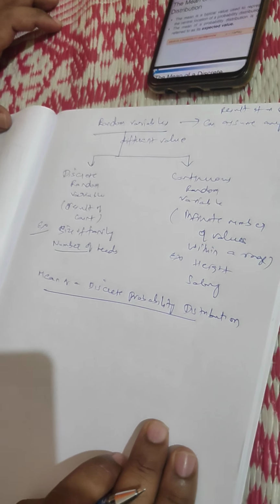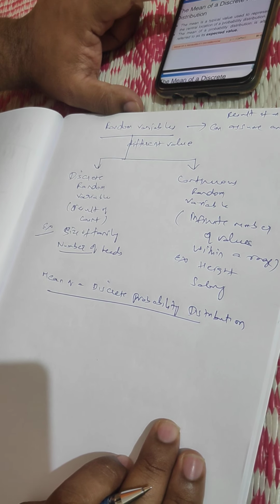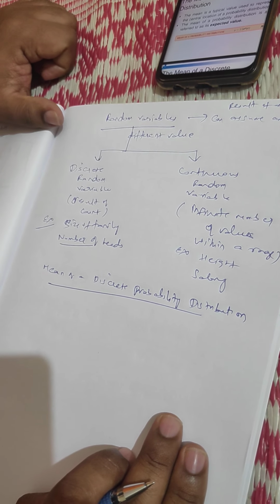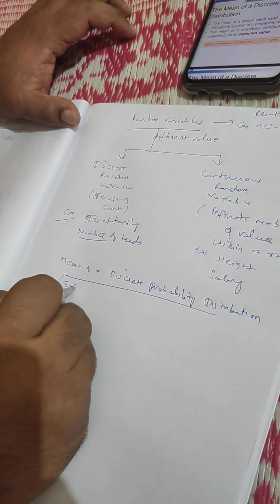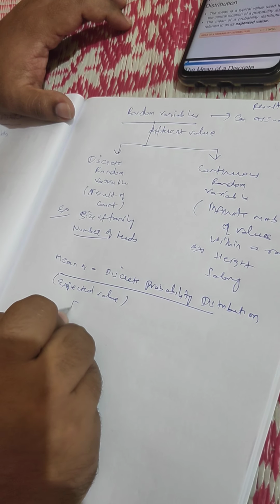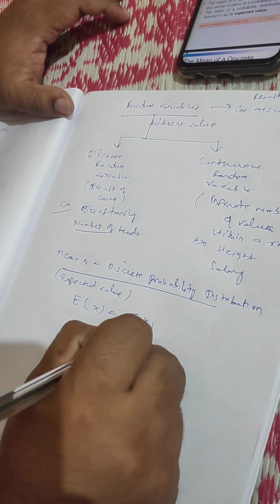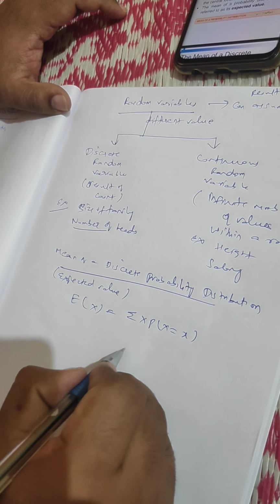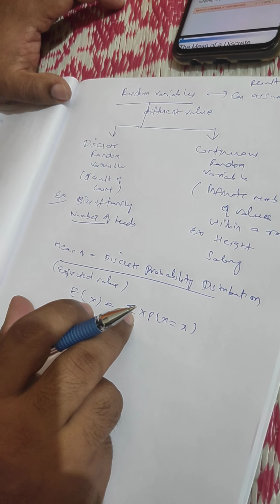So the mean, as you know, is a measure of central tendency, a typical value used to represent the central location of a probability distribution. We can call the mean also the expected value, and we denote it with E of x. It is given by sigma x p of x. So multiply the values with their probabilities, and you will get the expected value or mean of x.